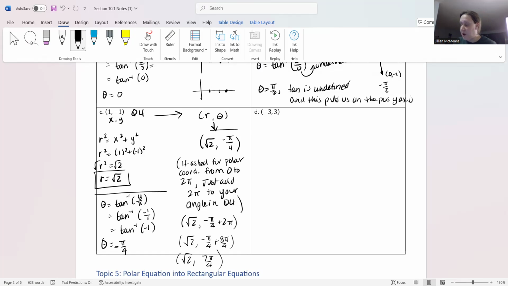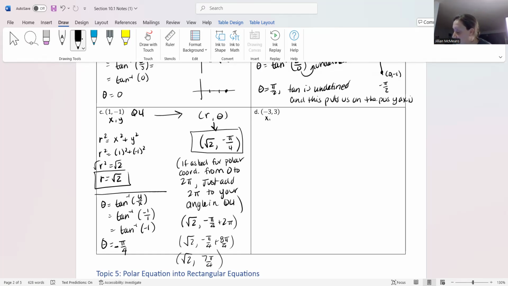Okay, so this is perfectly lovely for what we're doing. Just know that if you're ever asked to look for polar coordinates specifically from 0 to 2 pi, you may have to do a little work on your quadrant 4 points. Now, finally, let's do negative 3 comma 3.